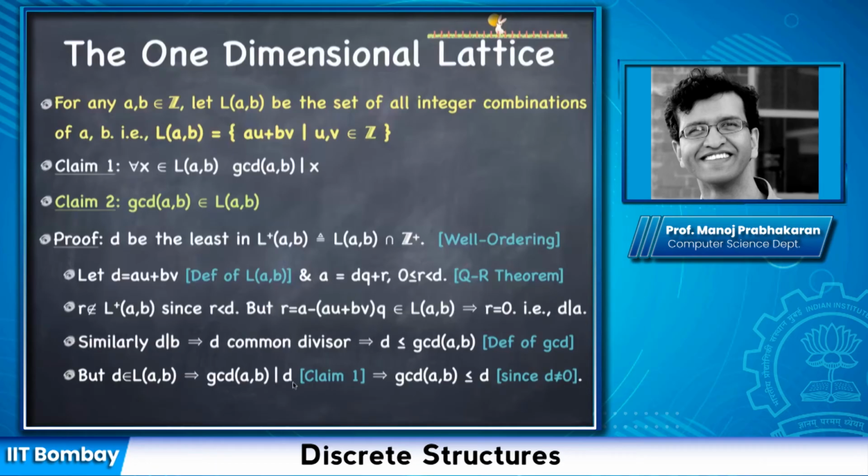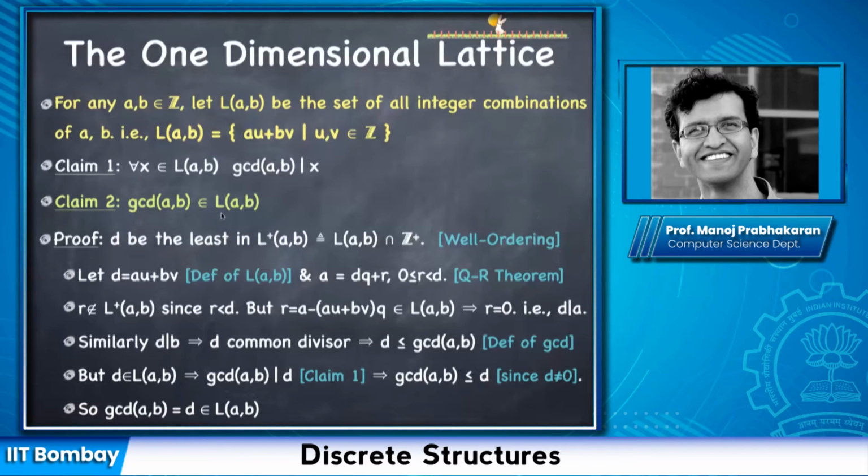Okay, and if m divides n and n is not equal to 0, then m is less than or equal to n in absolute value. So this GCD is less than or equal to D. So we have D is less than or equal to GCD and GCD is less than or equal to D. So GCD must be equal to D. Okay, and D is in the set L.